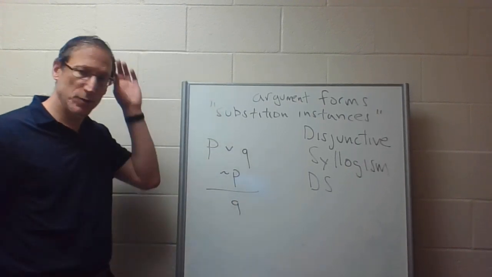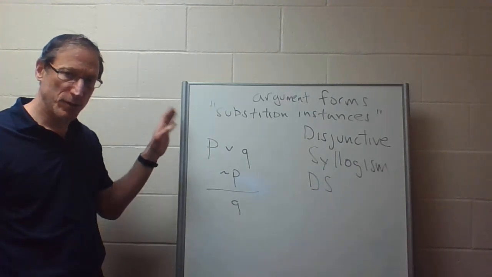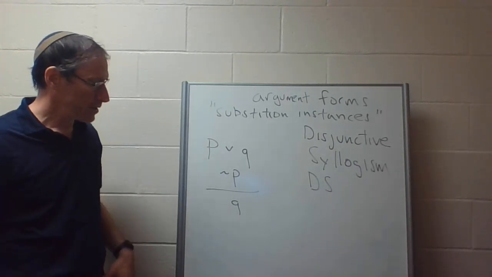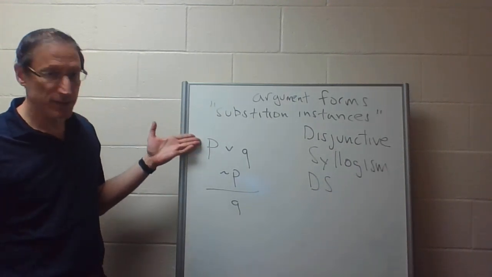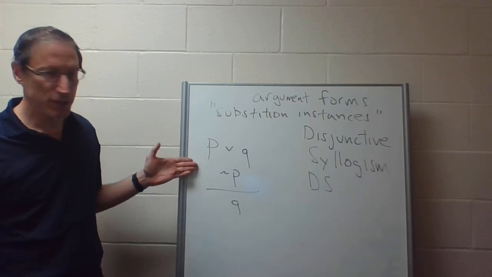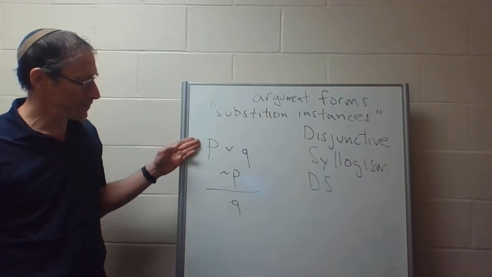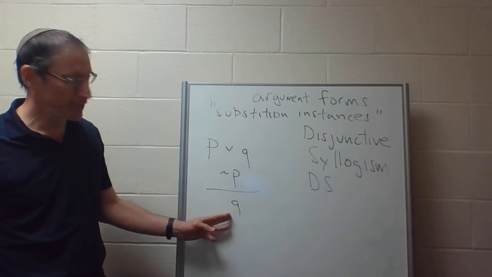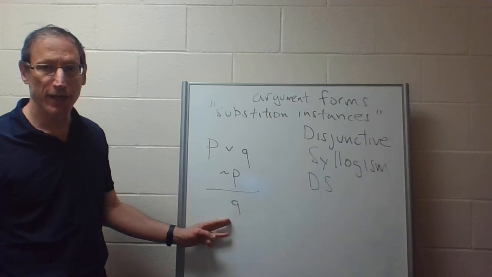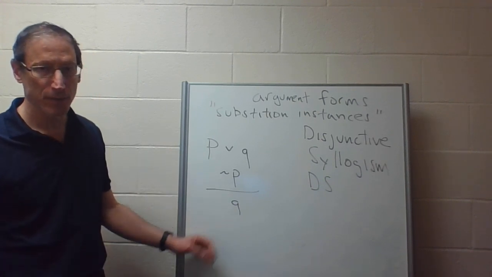I think I did a truth table for this last time to show you that this was a valid argument, but again, you have a disjunction, you have the negation of the left hand of this disjunction, and you infer the right hand side of that disjunction.